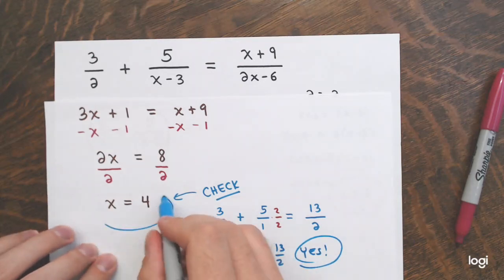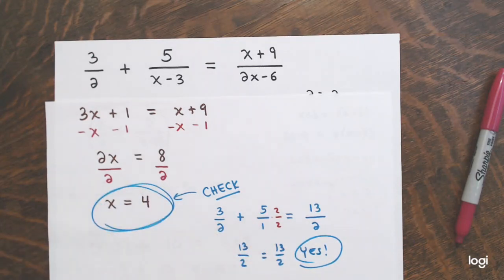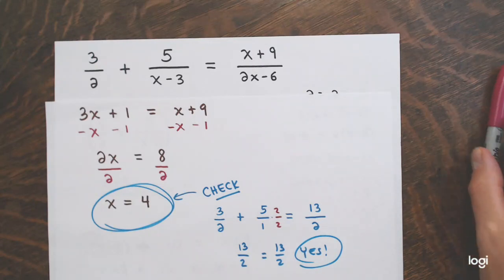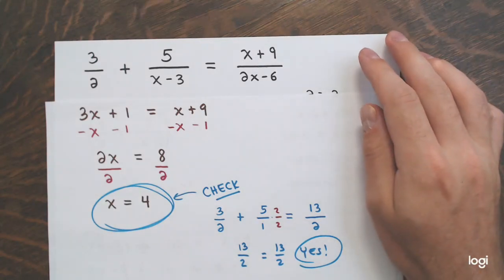Yes, this is indeed the solution of the equation. The value 4 will replace x and make a true statement. Great. And again, always check your solutions. You might have made a tiny error, especially if you've rushed it. Try not to rush things.